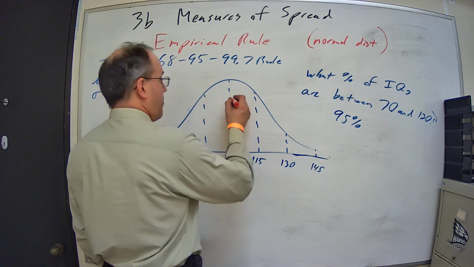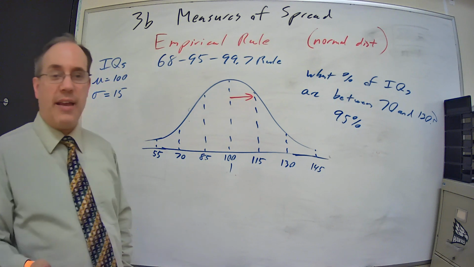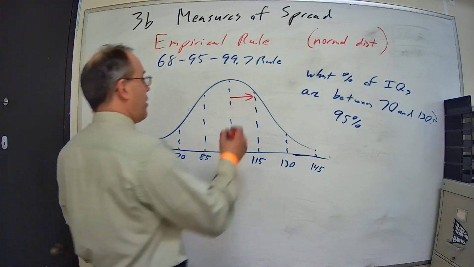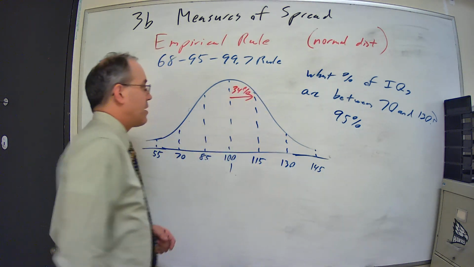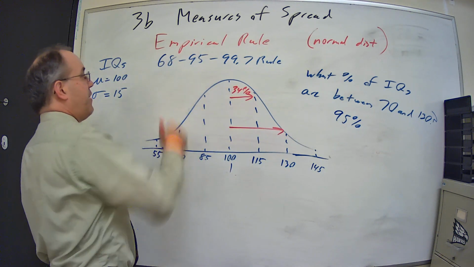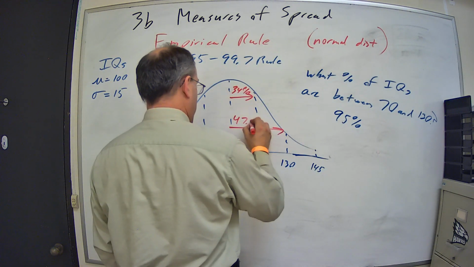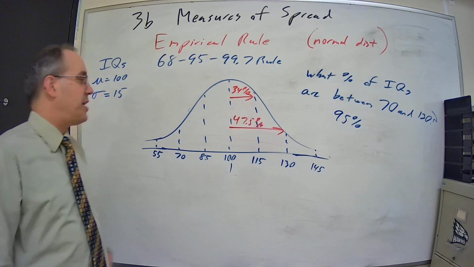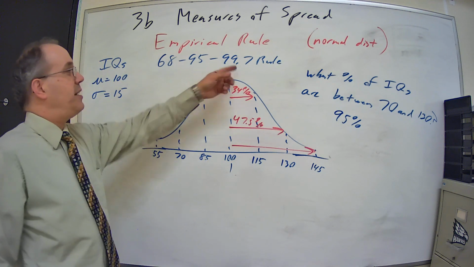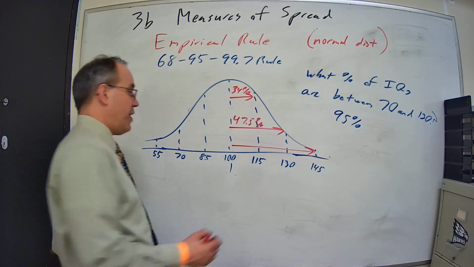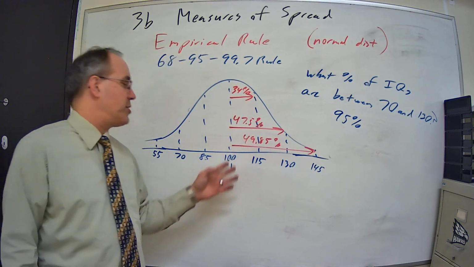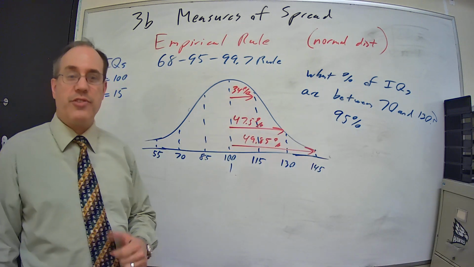So we can say that if I go to only one side of the mean, 1 standard deviation, then 68 divided by 2 is 34. So 34% is within 1 standard deviation to one side. Half of 95 is 47.5. 47.5% is within 2 standard deviations to one side. And half of 99.7 is 49.85. So 49.85% is within 3 standard deviations to one side.